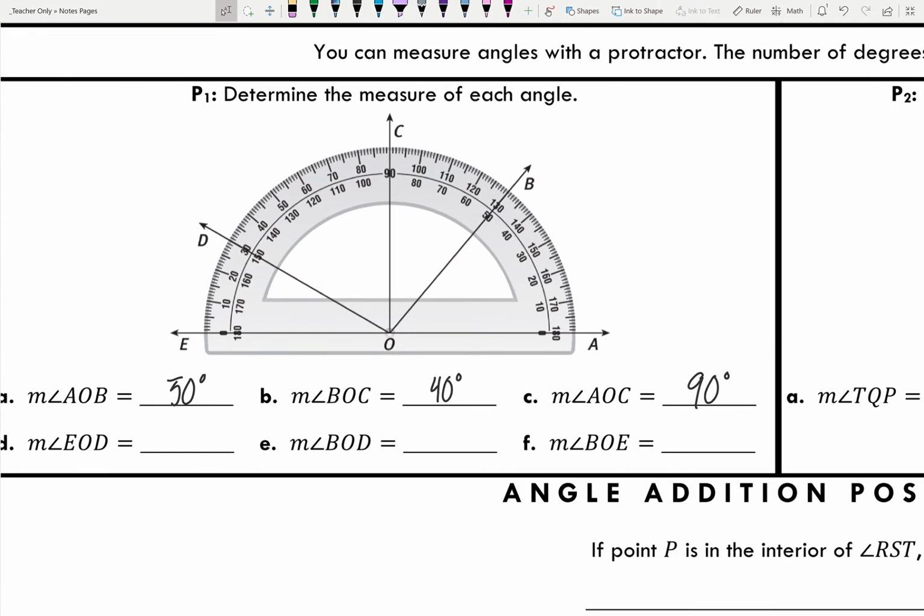Measure of angle EOD. EOD, so look, I know it intersects at the 150 and then the 30 spot. It's an acute angle, so it has to be the 30 degrees.